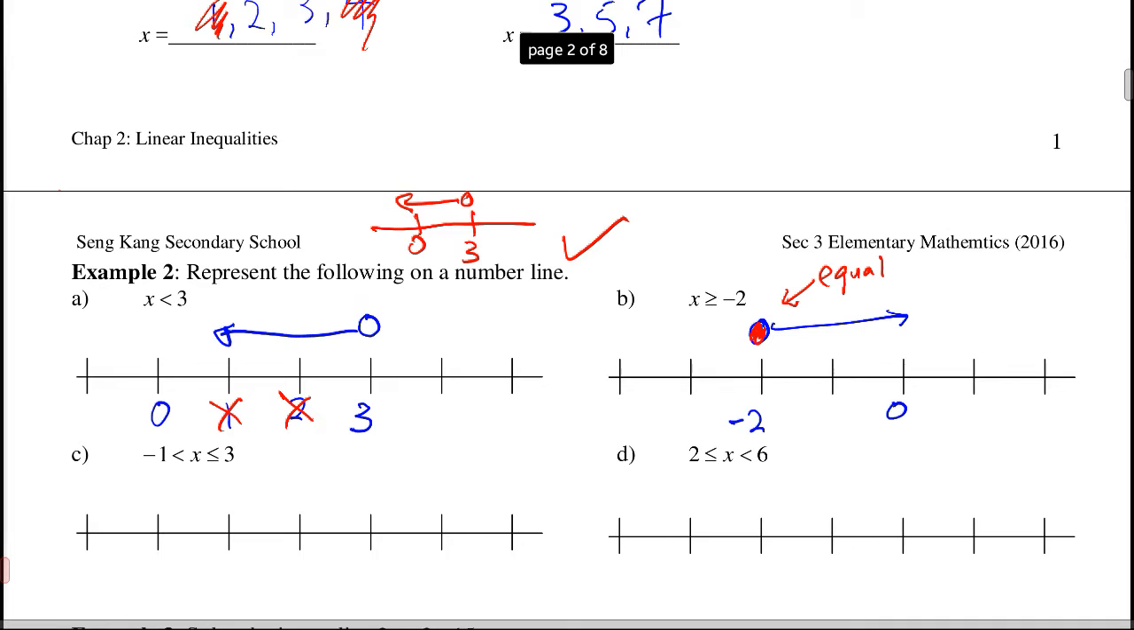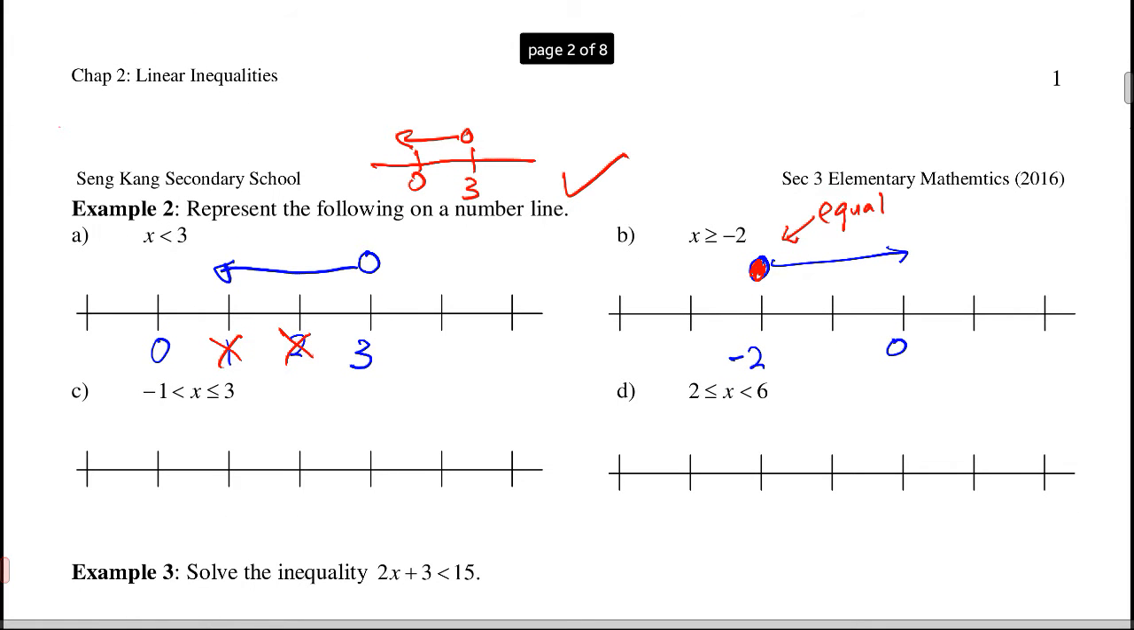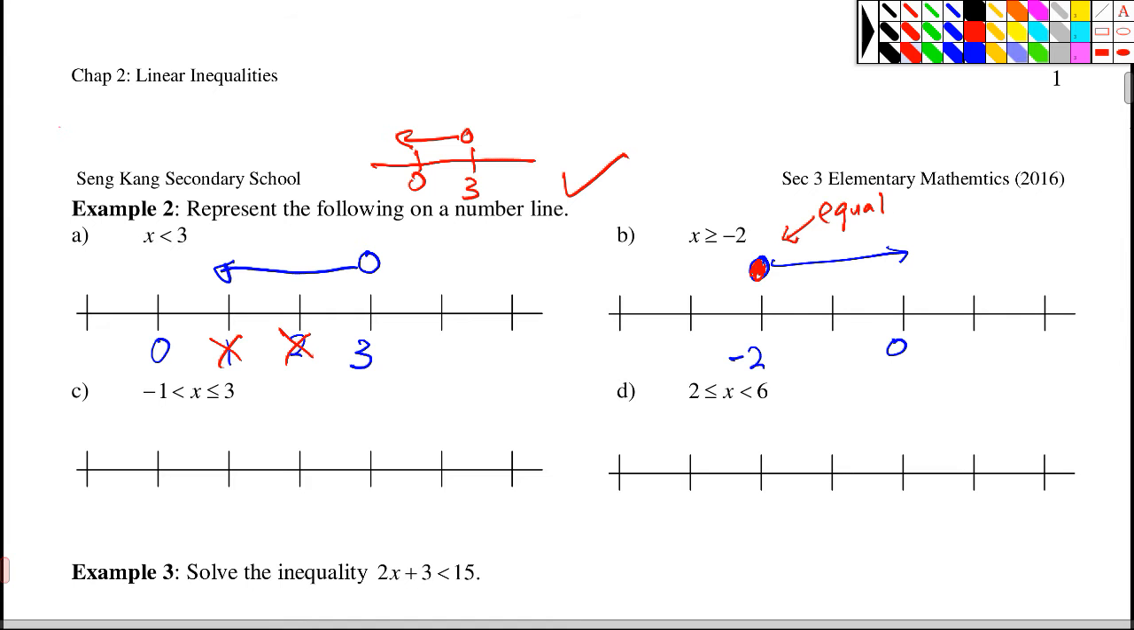Okay, now we are doing practice example 2. Now, how do I represent C? Can we try to represent C? What will you do? I will have a few. I always have 0. So 0 is here. Negative 1 is here. 3 is here.